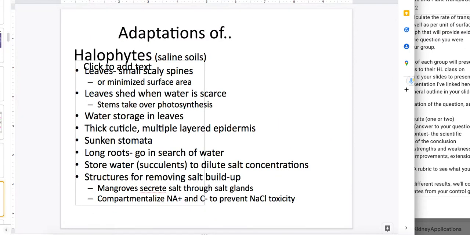And then there's this, which won't probably make quite as much sense at the moment because we haven't talked about it, so I wouldn't worry too much about this, but it has some similar things. But these are going to be plants that are living in really salty soils, and so I wouldn't worry too much about this right now.